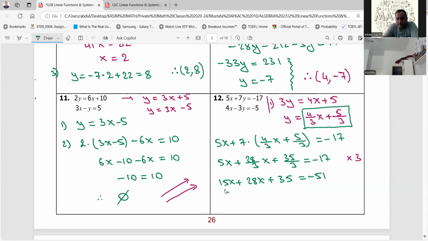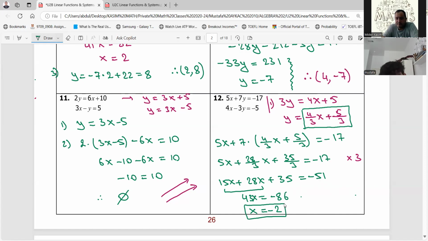Now next, simplify. 15 plus 28, that is 41, right? 41x. Move 35 to the right-hand side. -51 minus 35, that is... Wait, Hojam, isn't that 43? Yeah, 43, sorry. It is 43x. And -51 minus 35 is -86. And now if you divide both sides by 43, I get the value of x, which is equal to -2.